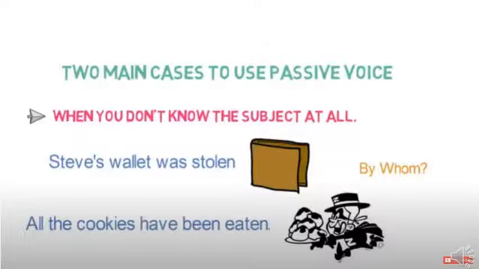First, when you don't know the subject at all. For example, Steve's wallet was stolen. Here, wallet is the object and it was stolen, but we don't know by whom. Therefore, we don't know the subject here. So we have used passive voice here. Let's see another example. All the cookies have been eaten. Here also, we are not aware of the subject, that is, who ate the cookies. So we can use passive voice here.